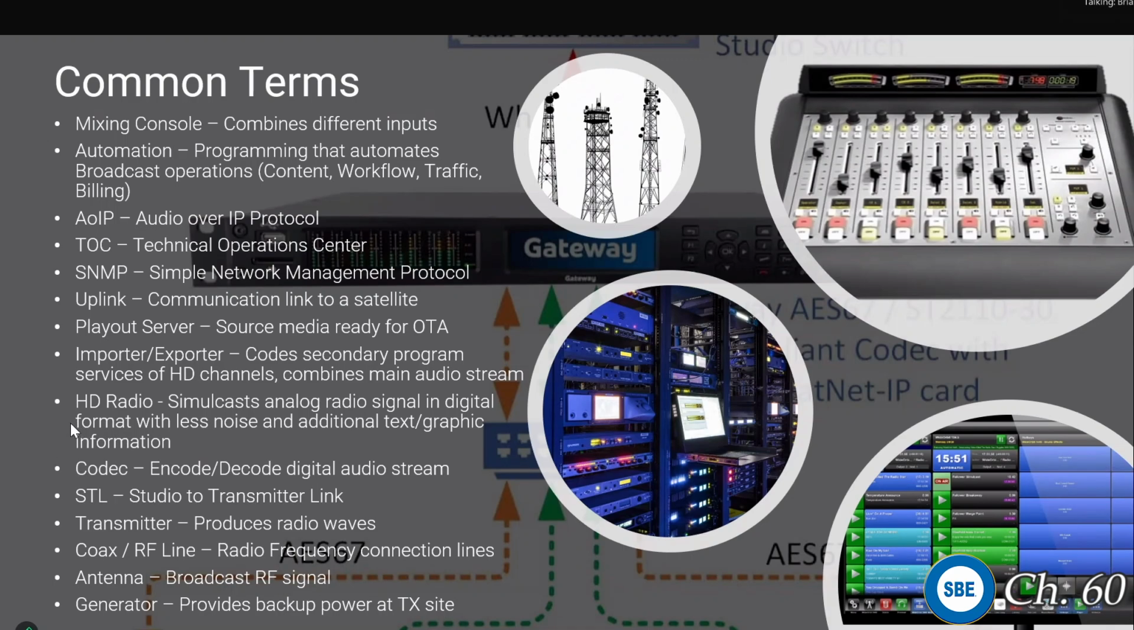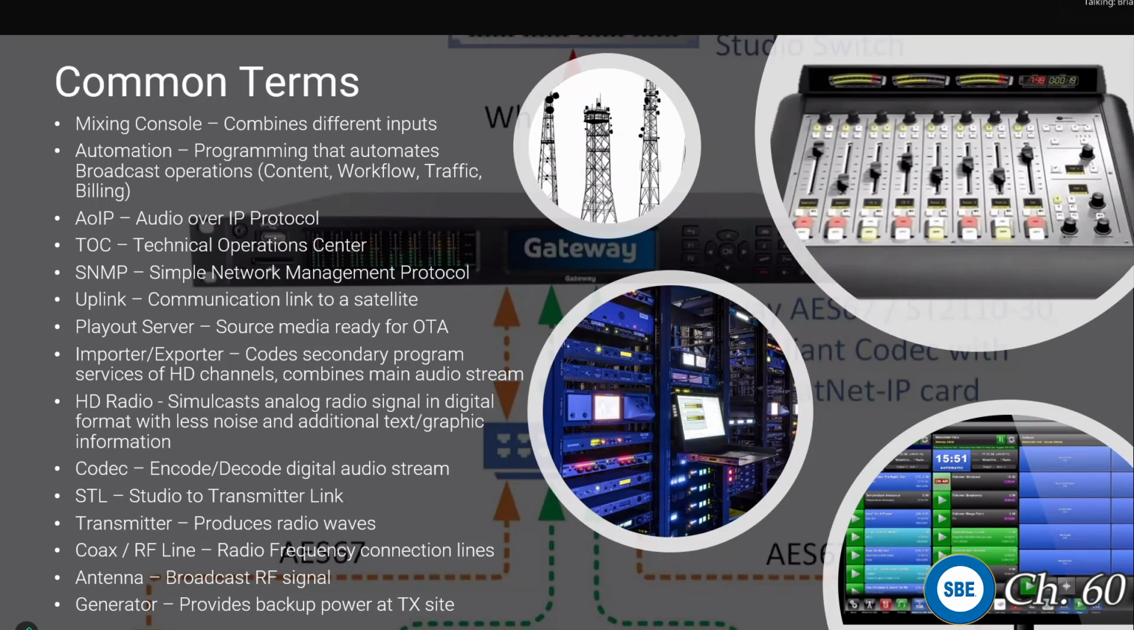So in radio, there's HD Radio. In HD Radio, HD1 is the analog signal. Many stations have HD2, HD3, or HD4, which can be entirely different programs with different text and graphics.